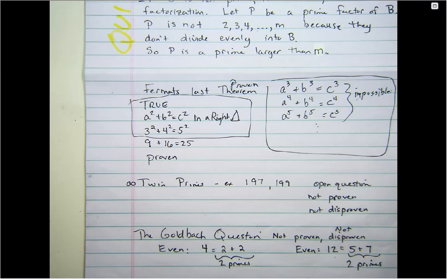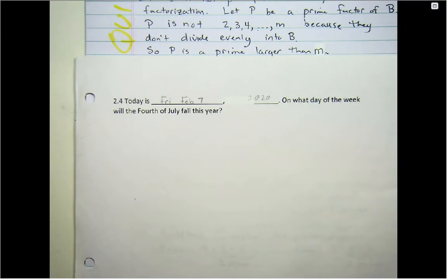This class ends at 12:35, so we still have a little bit of time. So we're going to actually look at another idea here in the next section. We are going on to section 2.4, and I'd like you in your groups to answer this question that the author starts the class with. Today is Friday, February 7th, 2020. On what day of the week will the 4th of July fall this year?